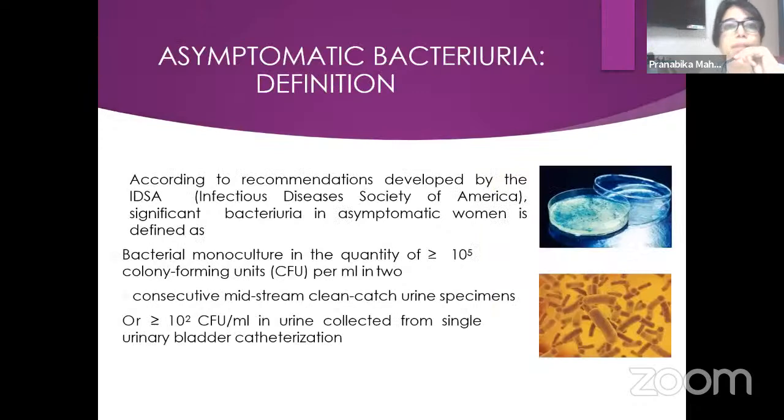Next slide, please. So asymptomatic bacteriuria: the Infectious Diseases Society of America has said that significant bacteriuria is when one's urine is cultured and shows a monoculture of more than 1 lakh colony forming units per ml in 2 consecutive midstream clean catch urine specimens. Then we can say that she has significant bacteriuria that may cause problems to her. So asymptomatic bacteriuria can also be there, but this is significant. We should treat those cases.